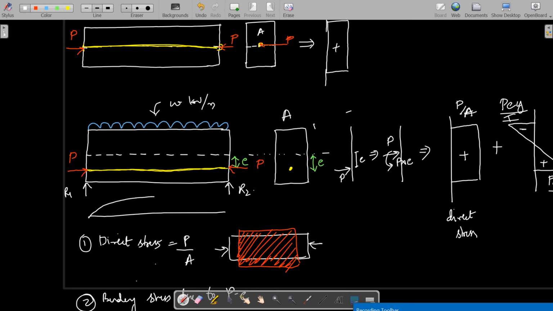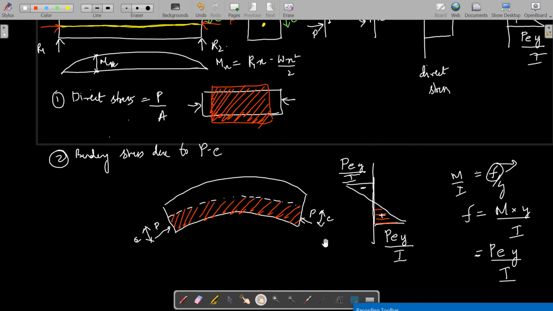The bending moment diagram will be parabolic like this, and at any section, suppose this is M suffix X, at any section X, then the bending moment at that section Mx, I can write as Mx is equal to R1 into X minus W X square by 2. The bending moment at any section, I can write as R1 into X minus W X square by 2. That is the bending moment due to the applied load, and I am also considering the self weight of the structure.